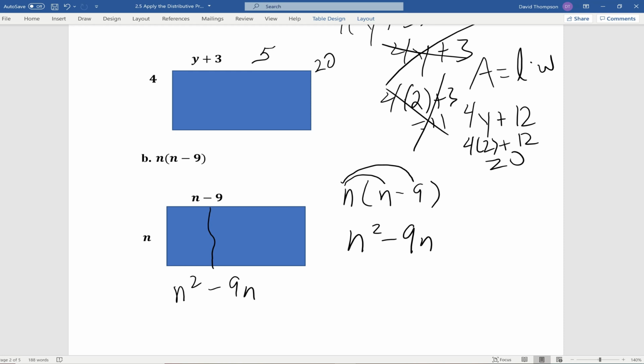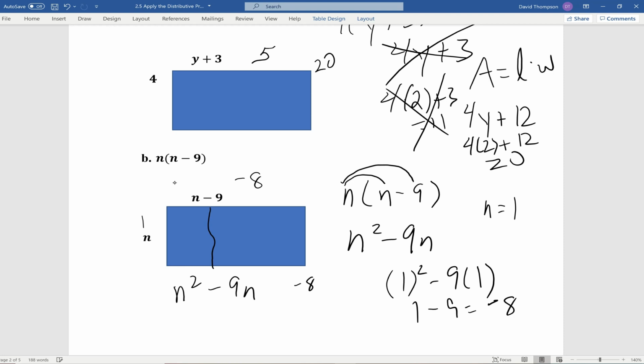Now if we plug in a number, say n is 1, we can double check our work. 1 minus 9 would be negative 8, and this would be 1, so 1 times negative 8, my area should be negative 8. Let's make sure we did the work right. 1 squared minus 9 times 1. 1 squared is 1. 1 minus 9, we get negative 8. So we did the distributive property correctly and did our work correctly.